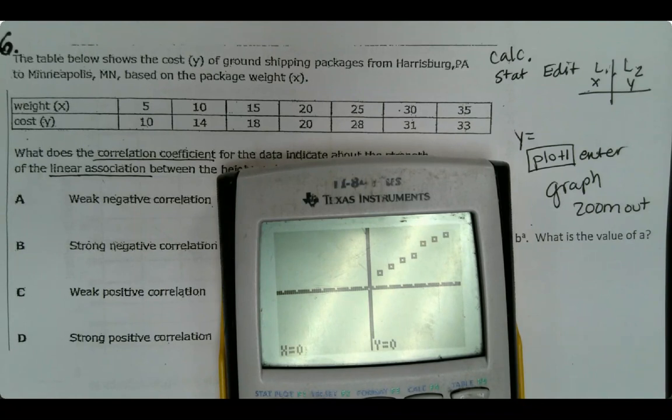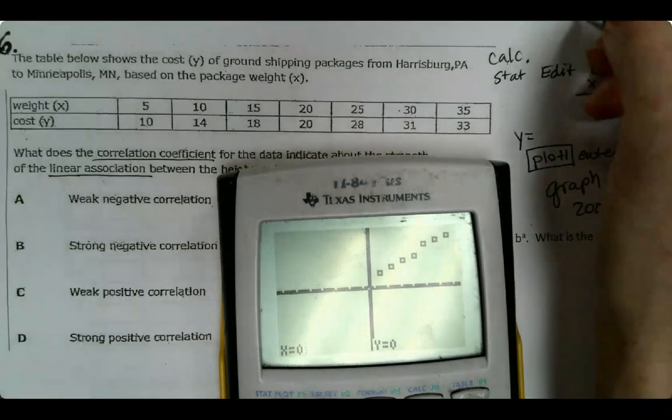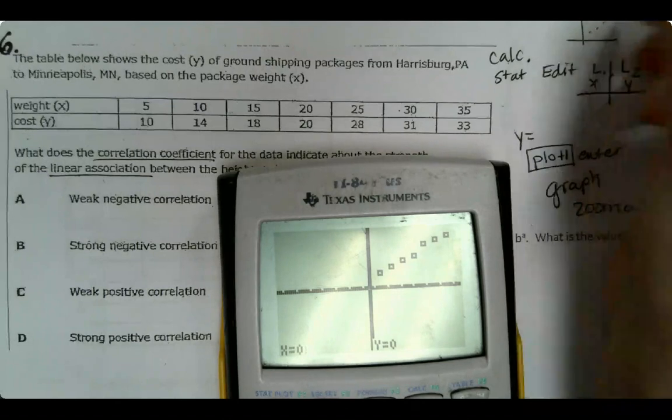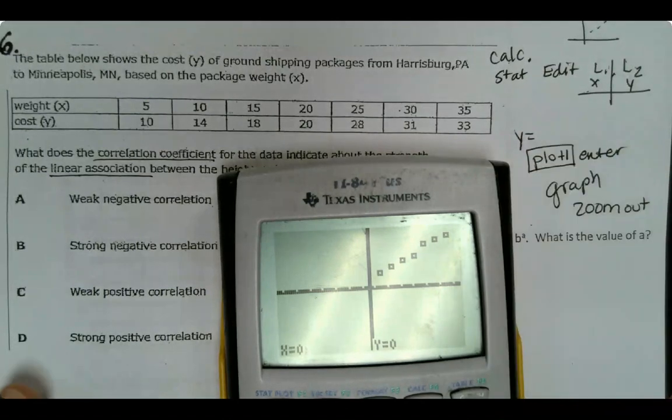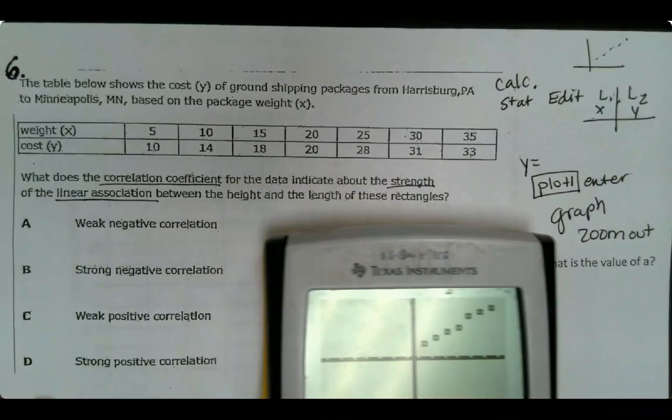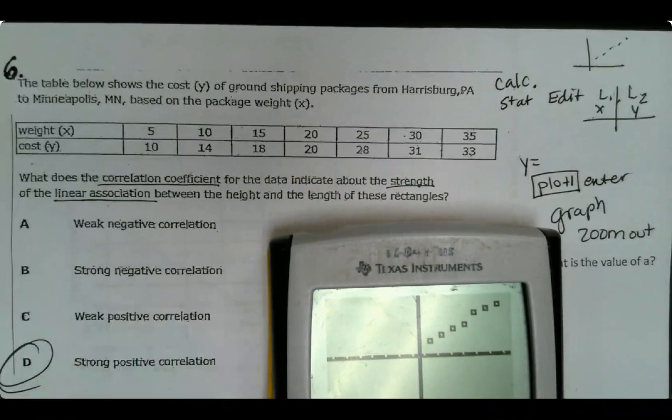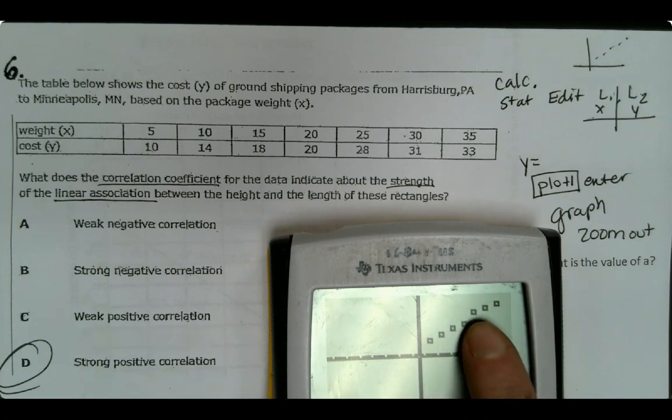So what kind of correlation is this? Yeah, it's in a straight line and it's going uphill. So it is strong positive. If it was all spread out, that would be weak. If it was going downhill, it'd be negative. But it's pretty close to a line. There's just that one that's kind of out of it. You move that one and then the other one in, it'd be in a straight line.